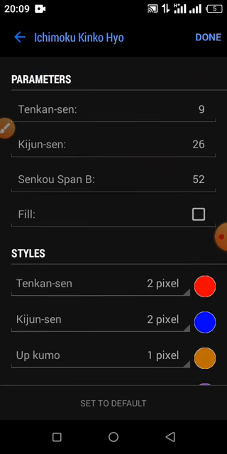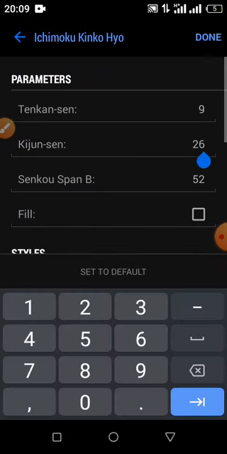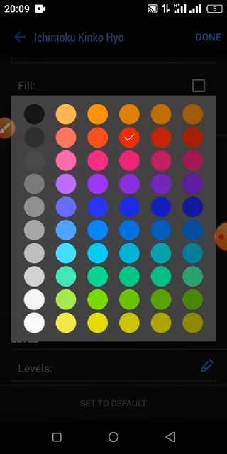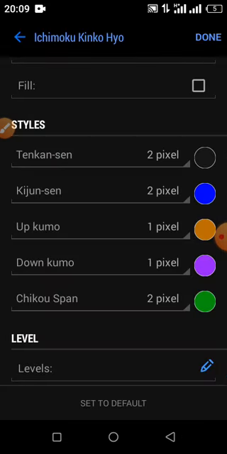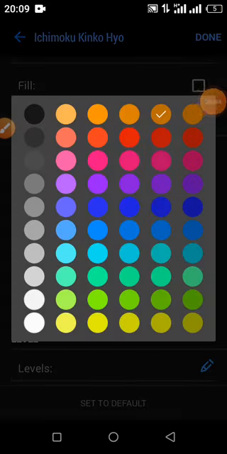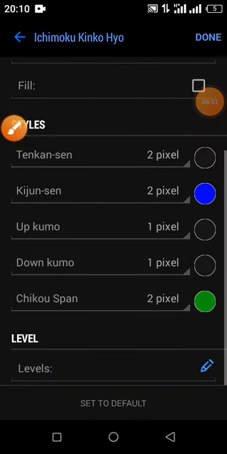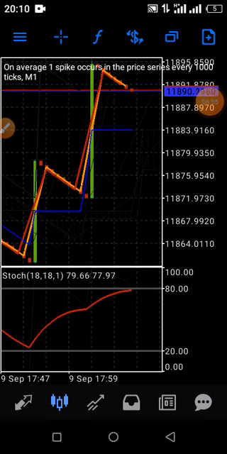So we're dealing with the second one, which is called the Kijunsen. We remove the 26 and we put number 9. Then the first one, we take it to black. I'm removing it from the chart. The second one, we leave it like that in blue. The third one, black. Fourth one, black. The last one should be black as well. Then you press done like that. Or you basically just pause and screenshot.